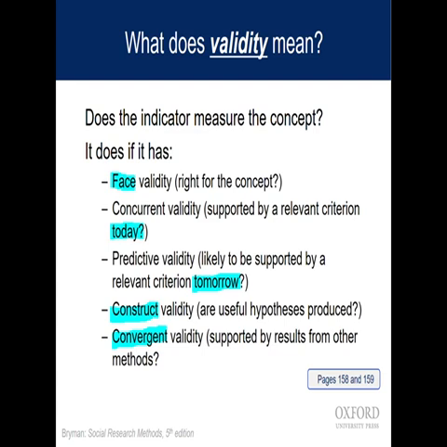Does it predict accurately something that's supposed to happen in the future that it's supposed to be able to predict? Does it or does it not? So again, the difference between concurrent and predictive is that concurrent is predicting something now, and predictive is predicting something in the future.